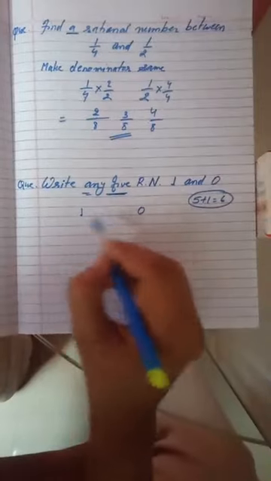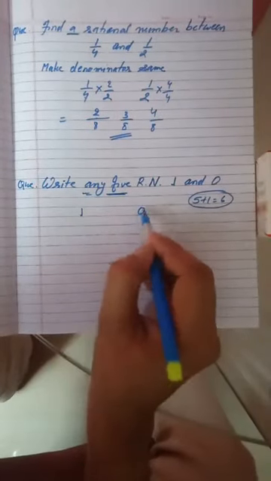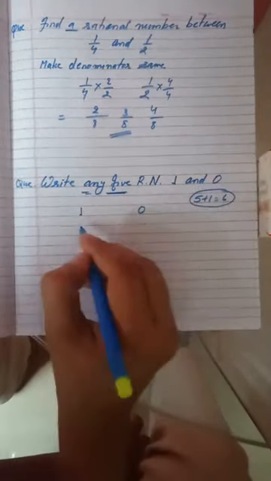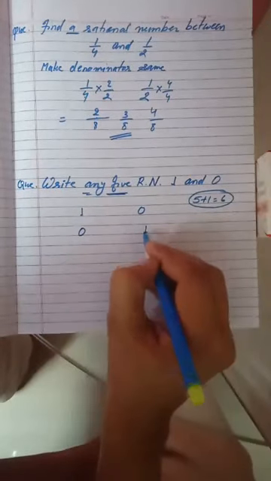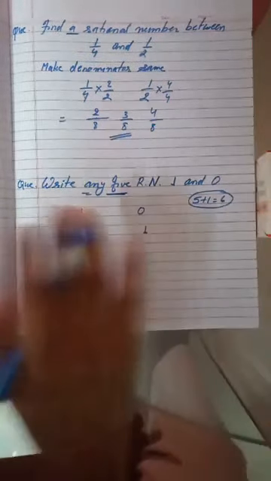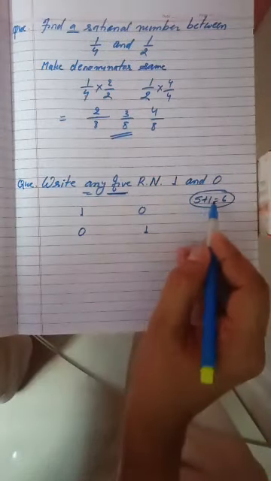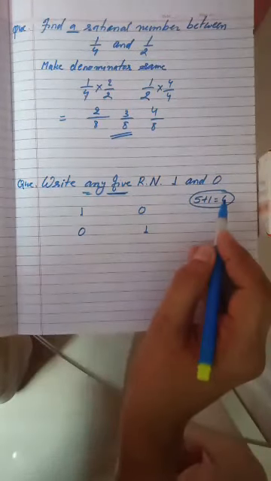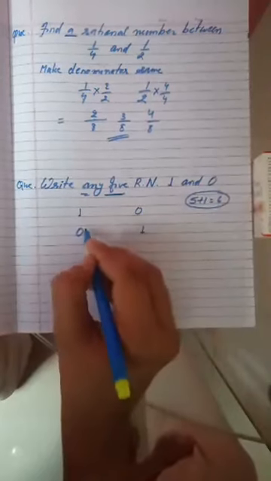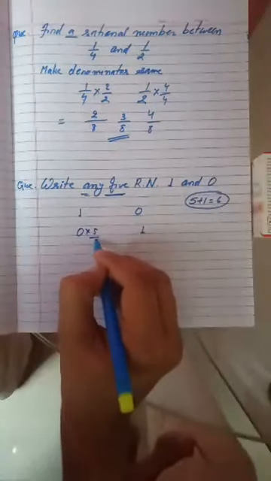Okay, now this is the bigger number and this is the smaller number, so you can write it vice versa also. So we will write here 0 and 1 also. Now what we have to do, we have to multiply and divide by 6. Here also we multiply and divide by 6. 0 multiplied by 6, it is 0 divided by 6. 1 multiplied by 6, it is 6 divided by 6.